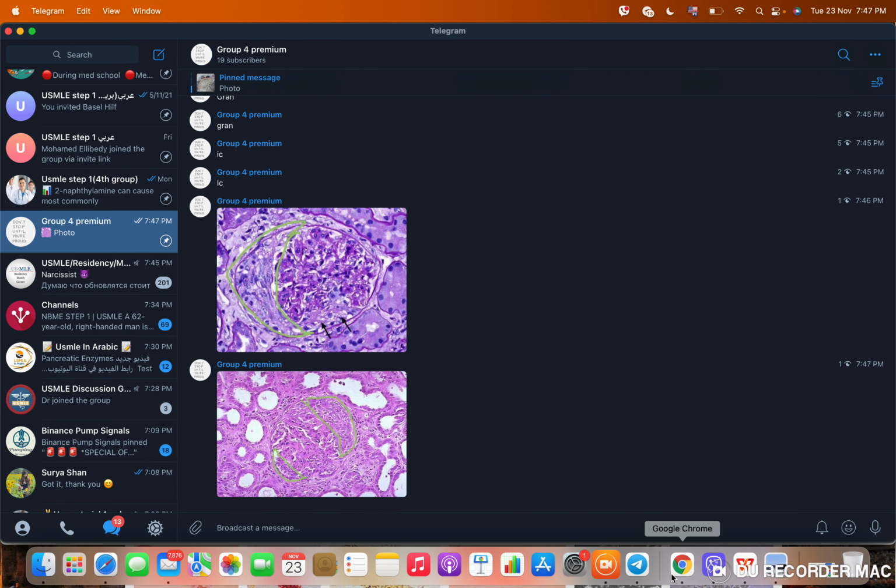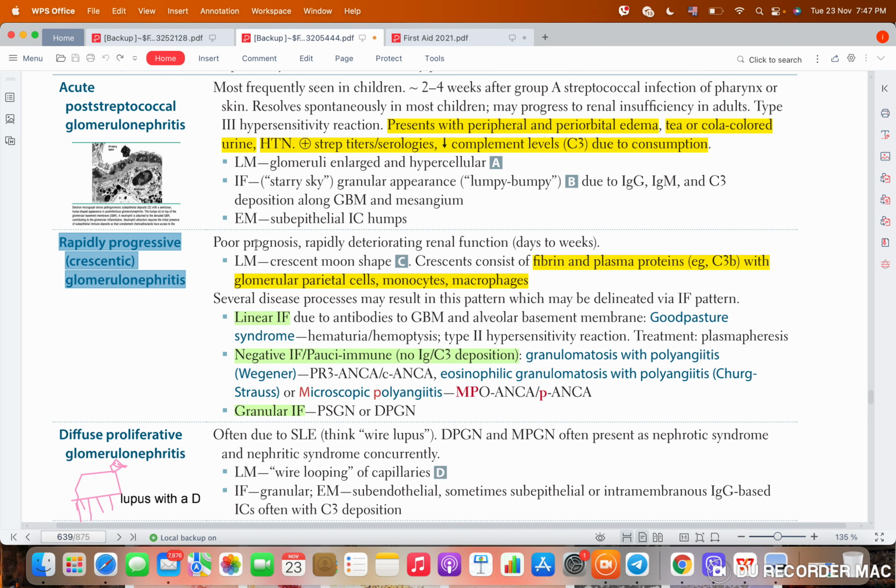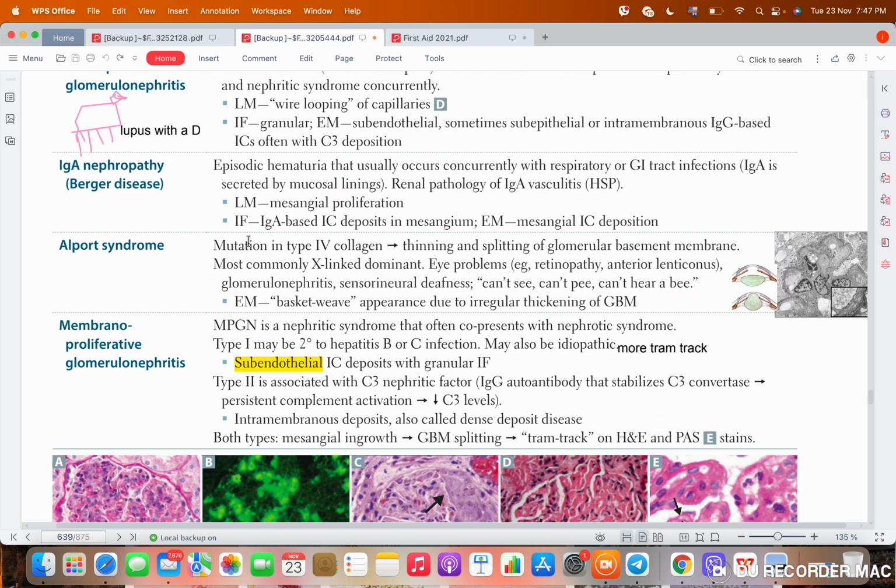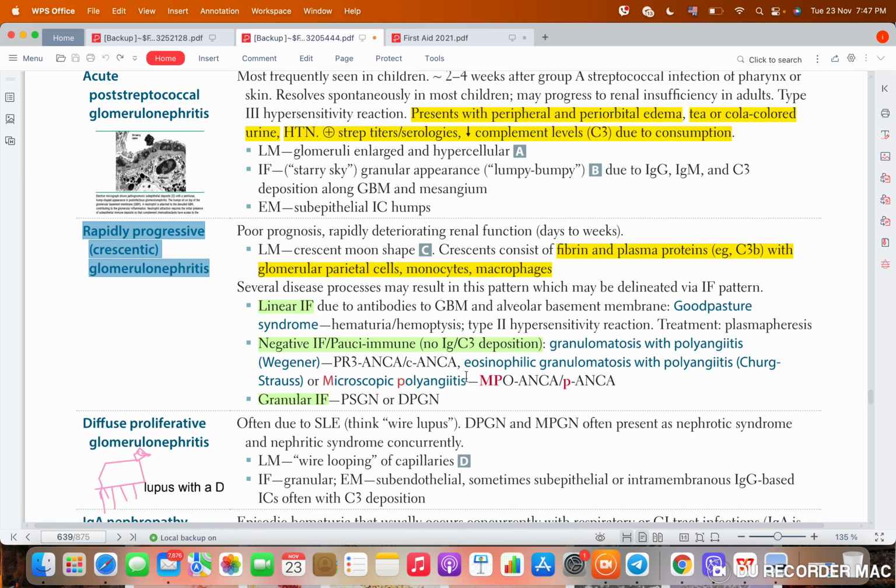Okay, so let's take a look at what First Aid says. It says, rapidly progressive crescentic glomerulonephritis. The moment you see it, it's really bad. Poor prognosis, rapidly deteriorating renal failure within days to weeks. The patient will die. You must know what the crescent is made out of. In light microscopy, as we just saw, crescentic, moon-shaped, like this crescent.